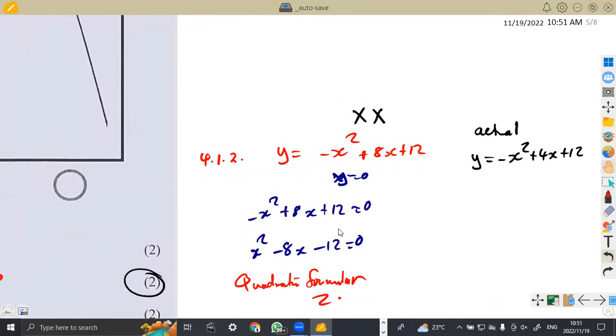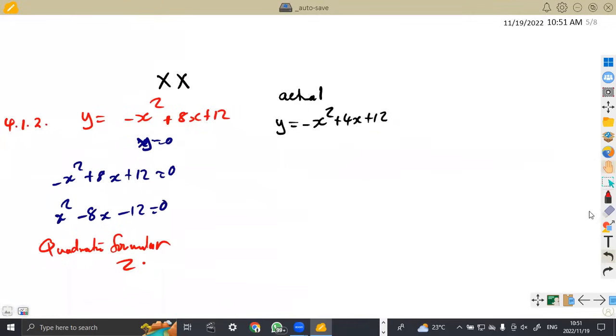Okay, but if you have to cross-check on this one, which is the one that I'm saying is the actual equation, it was going to be minus x squared plus 4x plus 12 is equal to 0. Okay, divide by negative, it is going to be x squared minus 4x minus 12 is equal to 0, like that. We have got the factors here, we can obtain them.